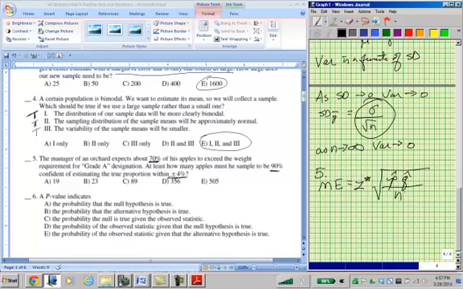Okay, so we're given all of these different numbers. In other words, the margin of error we already know is 0.04. Okay, Z star we know, 1.645. That corresponds to 90% confidence. Okay, p hat we know, it's 0.7. q hat we know, it's 0.3. And n is what we want to find out.